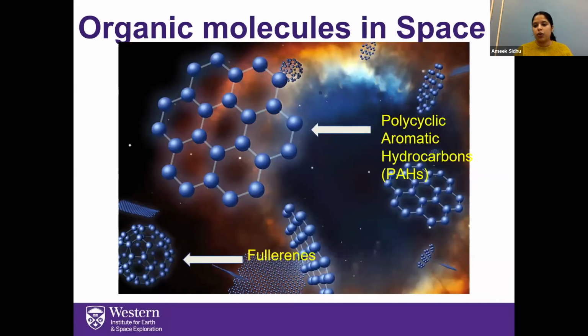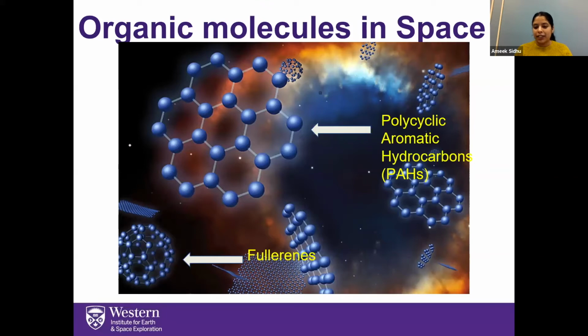I study two complex molecules. They are large organic molecules. Organic molecules are those which are made up of carbon and hydrogen. So I study two of those large molecules that exist in space. One of them is polycyclic aromatic hydrocarbons. It's a bit of a long name, so we have just given it a short name called PAHs.